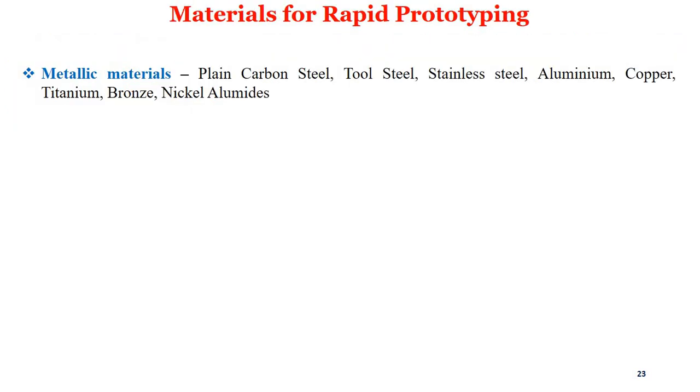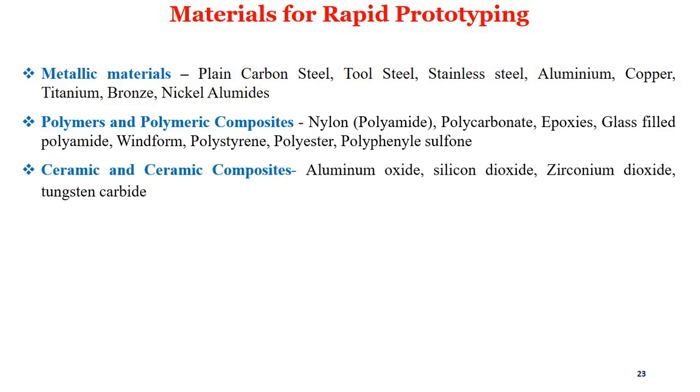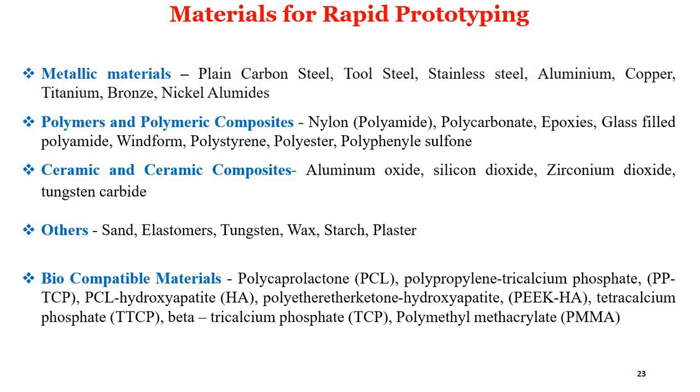The materials for rapid prototyping: metallic materials like plain carbon steel, tool steel, stainless steel, aluminum, copper, and bronze are used. Polymers and polymer composites, such as nylon, polycarbonate, epoxies, and glass filled polyamide. Ceramics, such as aluminum oxide, silicon dioxide, and zirconium dioxide. Other materials are elastomers, tungsten, wax, and plaster. And biocompatible materials like PCL are also used.